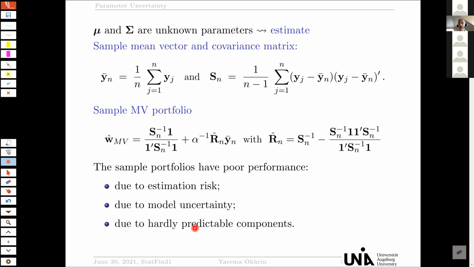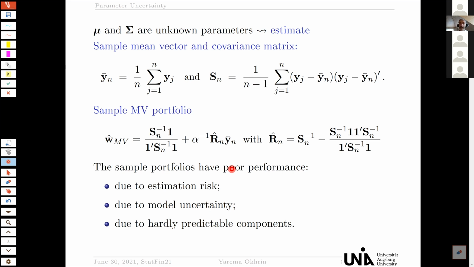And finally, there are hardly predictable components. What do we mean by that? We estimate our parameters using historical data, and there is no certainty that the same parameters will persist into the future. So those three components tell us that everything we do is extremely uncertain, and they explain the poor performance of the sample portfolios.